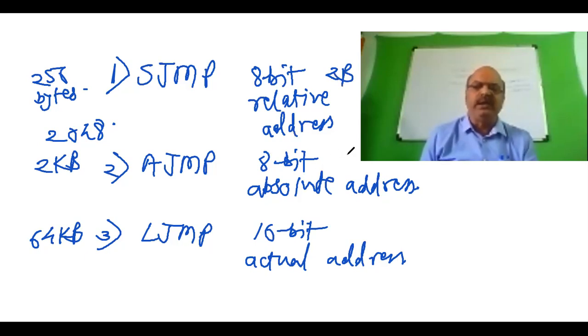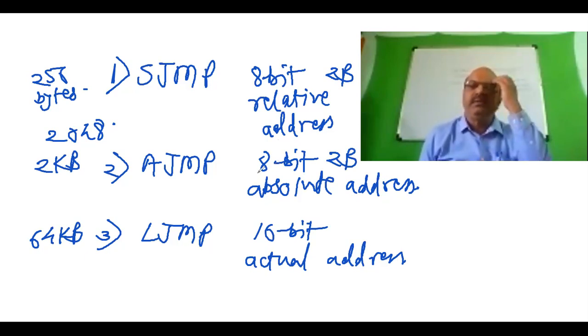AJMP is also a 2 byte instruction, 1 byte for the AJMP code and 1 byte for the absolute address. Actually the absolute address in case of AJMP is 11 bit. 3 bits from the AJMP instruction code are used for the absolute address, and 8 bits come from the second byte. That makes it 8 plus 3, 11 bits. So the address is 11 bit.